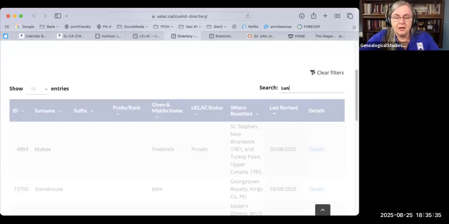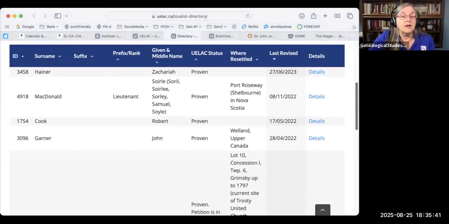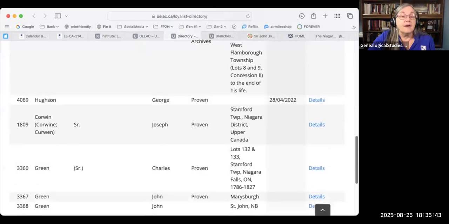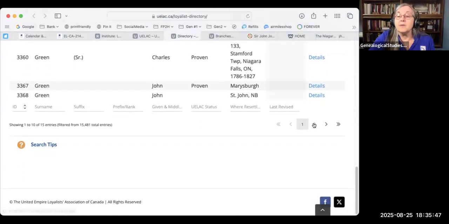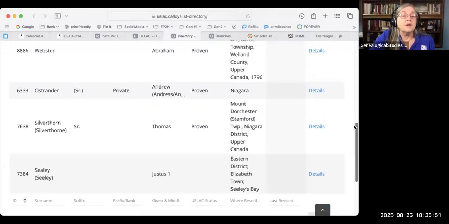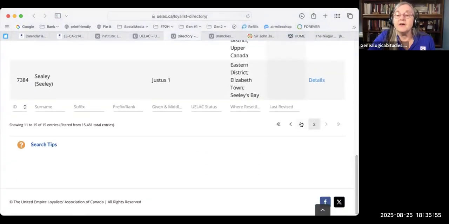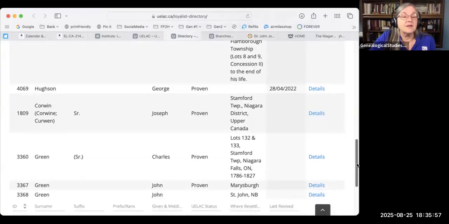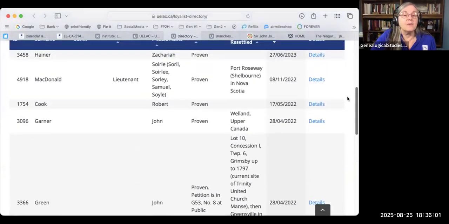Susan said Lundy. So let's just see what Lundy brings us. If I search for Lundy, and I go down here, go to page 2, and I don't see Lundy. Aha, you're going to have to search into this. Okay, you're going to have a bigger search.